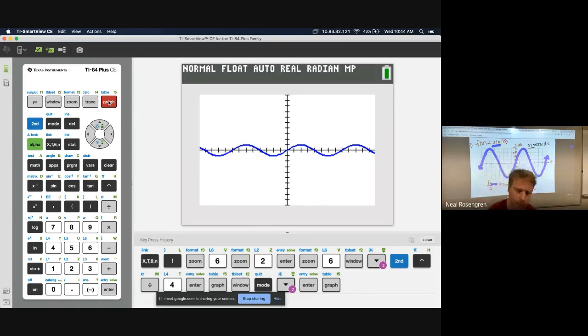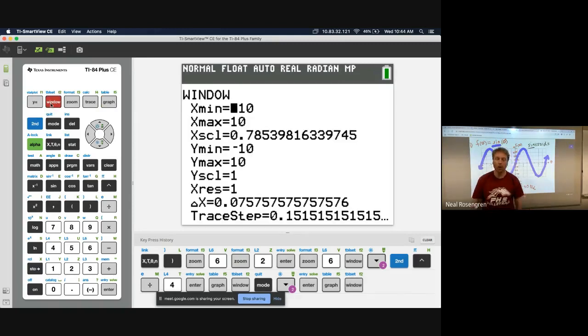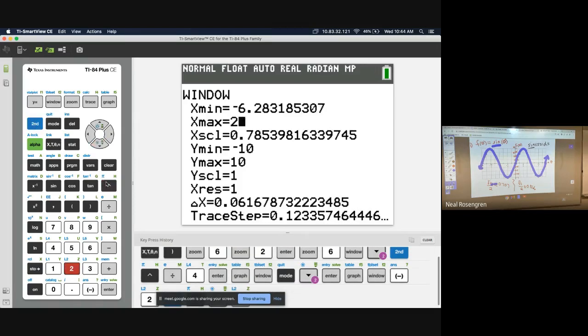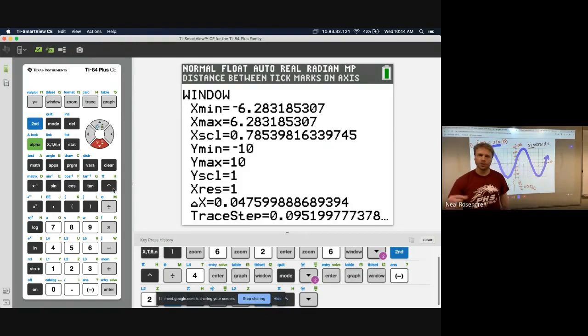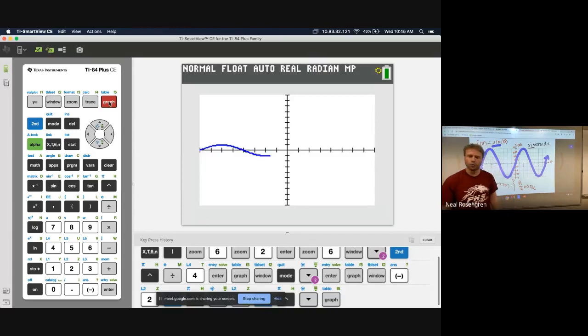So we can mess with this window a little bit more to make it look like this. Instead of -10 to 10, we can change that to -2 pi to 2 pi. And of course, it's going to just go with the decimal approximations for it. Now our graph will only show 1 and 2 full cycles. Good.